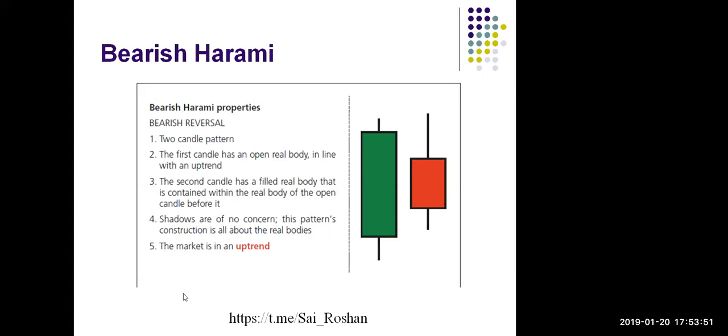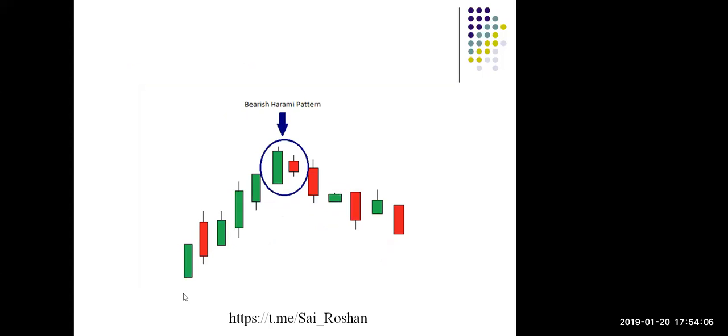Next is bearish harami. The properties are exactly the same. It is found in an uptrending market, and it signals a bearish reversal. Wicks do not matter. And you could see this, so this is what has happened. I could not get a real chart. I tried my best, but anyway, this is how it looks.